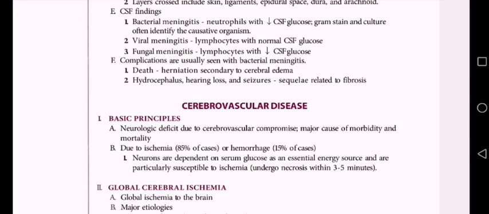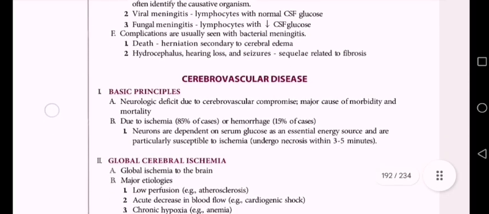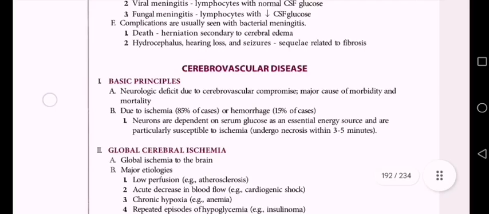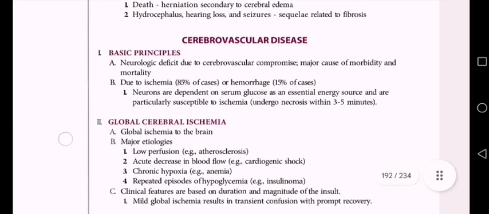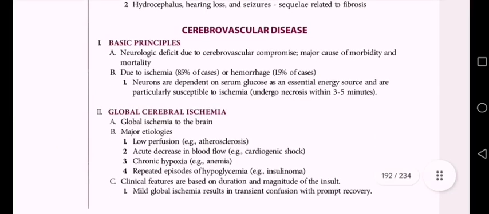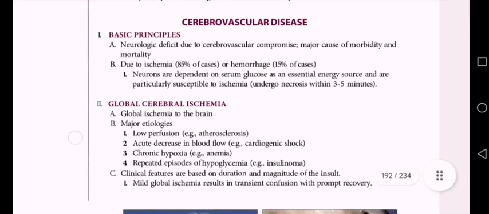Global cerebral ischemia: ischemia to the brain. Major etiologies are low perfusion, like atherosclerosis, acute decrease in blood flow, cardiogenic shock, chronic hypoxia, anemia, and repeated episodes of hypoglycemia, which would be insulinoma. Clinical features are based on duration and magnitude of the insult.